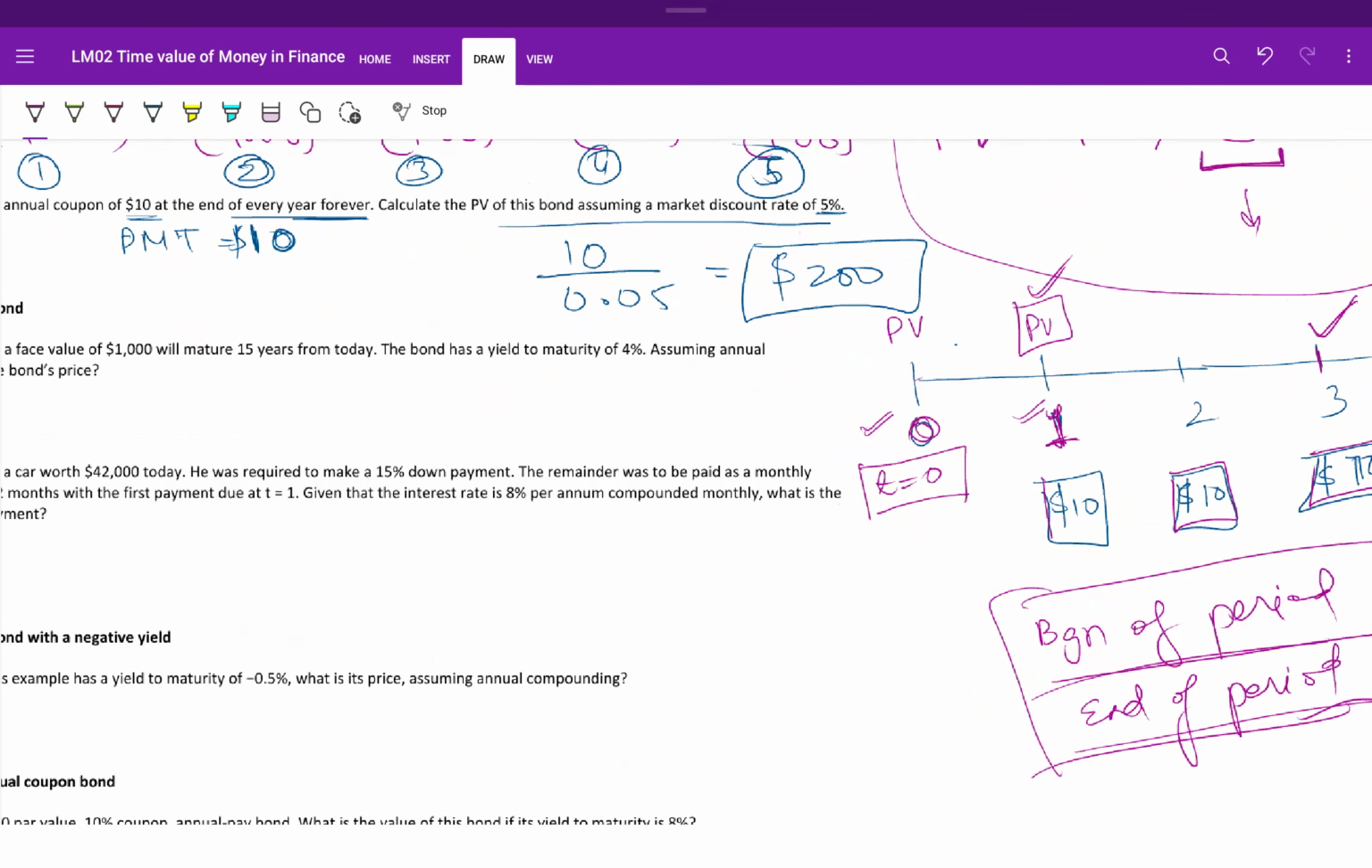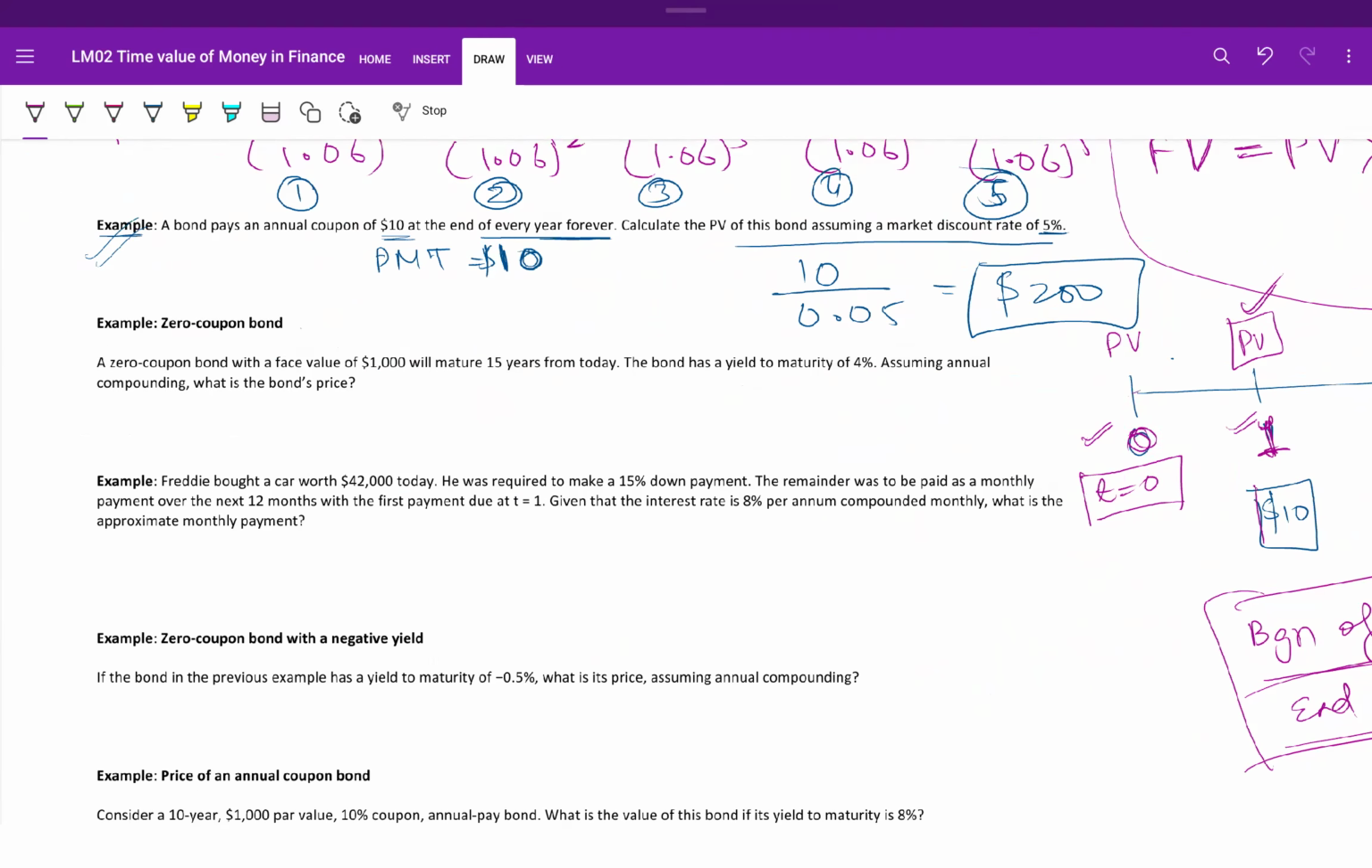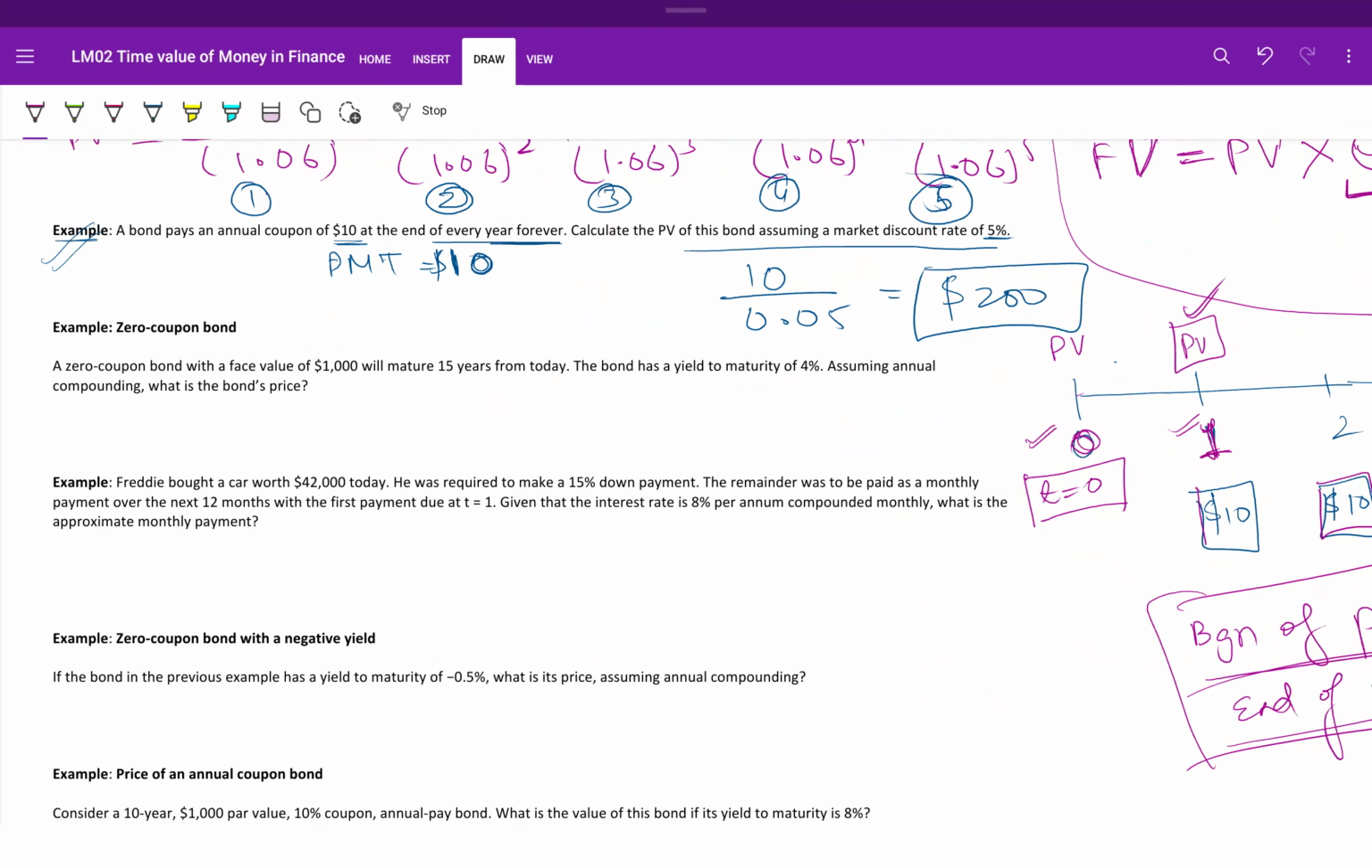Okay, let's start with our next example. Our next example is about a zero coupon bond again. A zero coupon bond with a face value of $1,000 will mature 15 years from today. The bond has a yield to maturity of 4%, assuming annual compounding. What is the price of the bond?